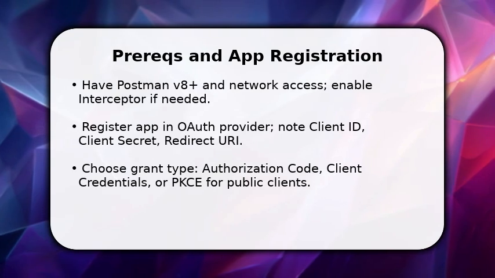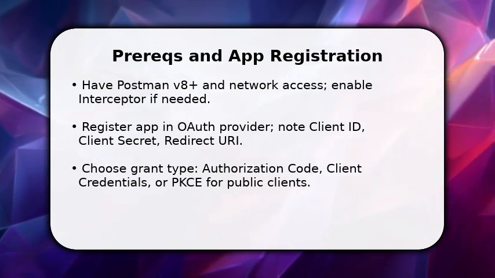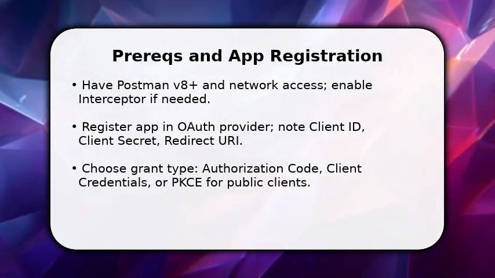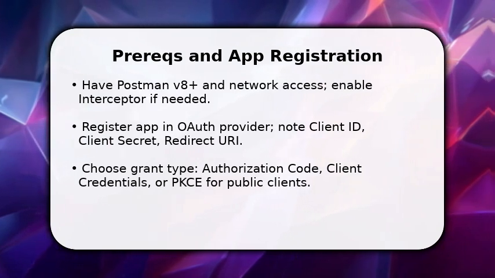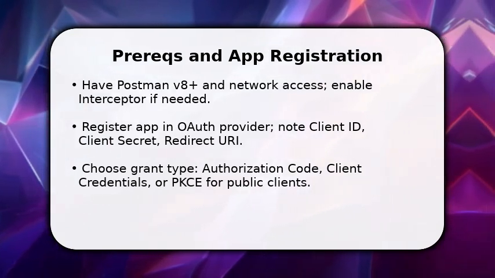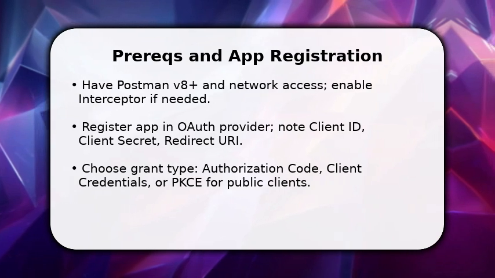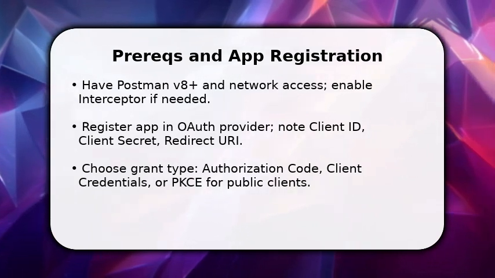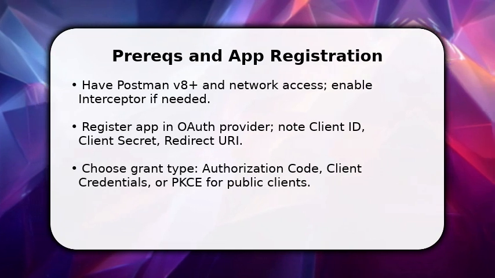You start by confirming prerequisites, Postman V8 or later, and a registered app at your OAuth provider. Next, copy the client ID, client secret, and redirect URI into a secure note. Now in Postman, create a new request and open authorization.